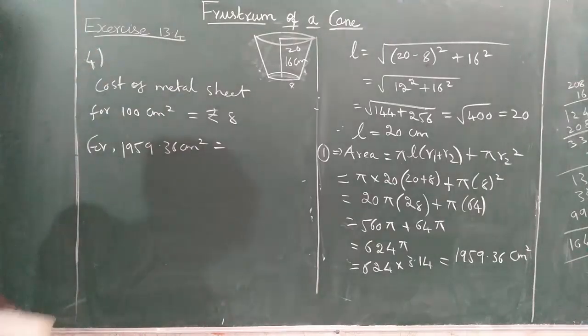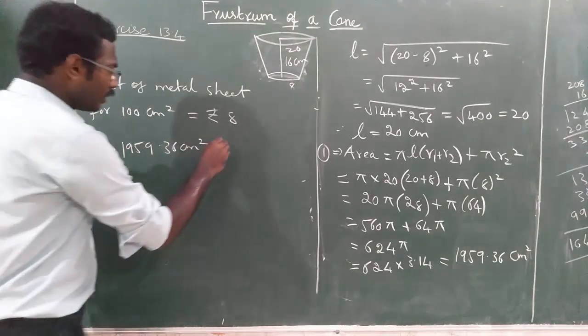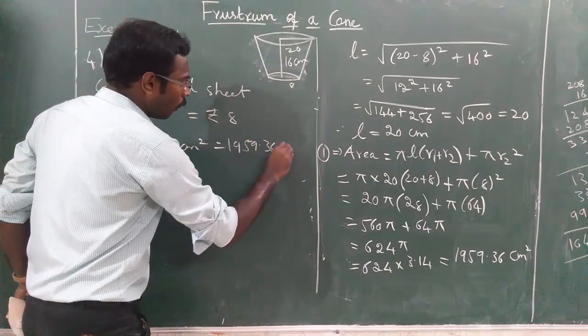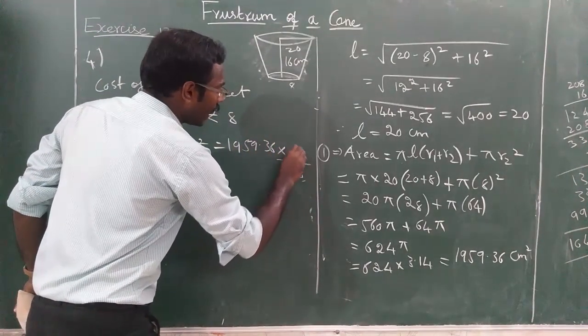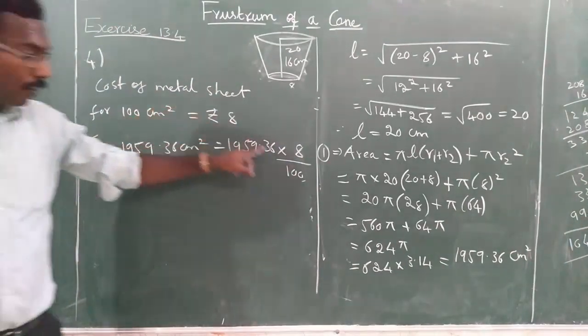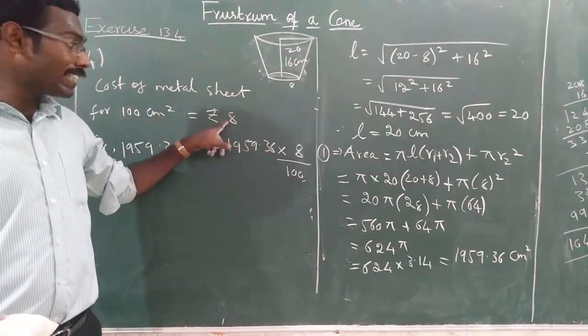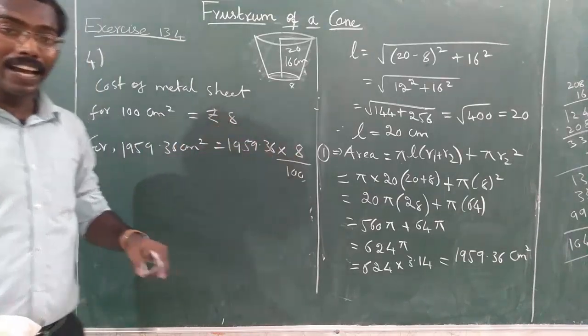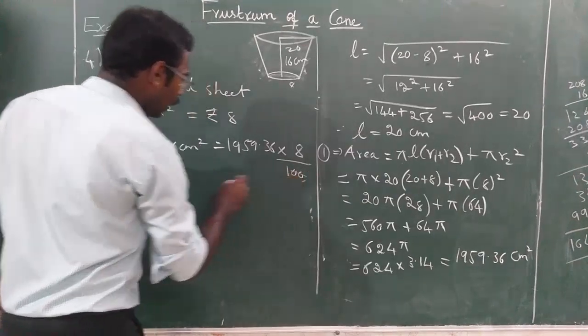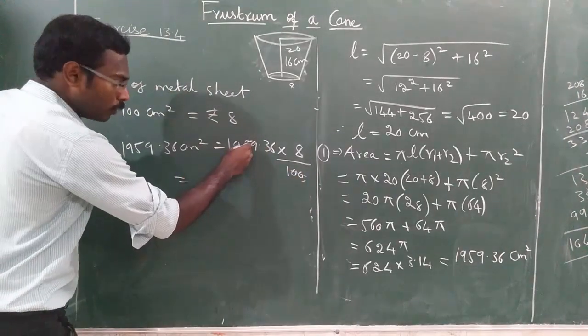How will you find? So per 100 now. So with this 1959.36, you have to divide by 100 and multiply by 8. Because per centimeter square, means you have to divide by 100. How much cost? 8. So you are multiplying by 8. Understood or not? Okay, so 2 zeros are there. So we will cut and it will come 2 digits to the left.